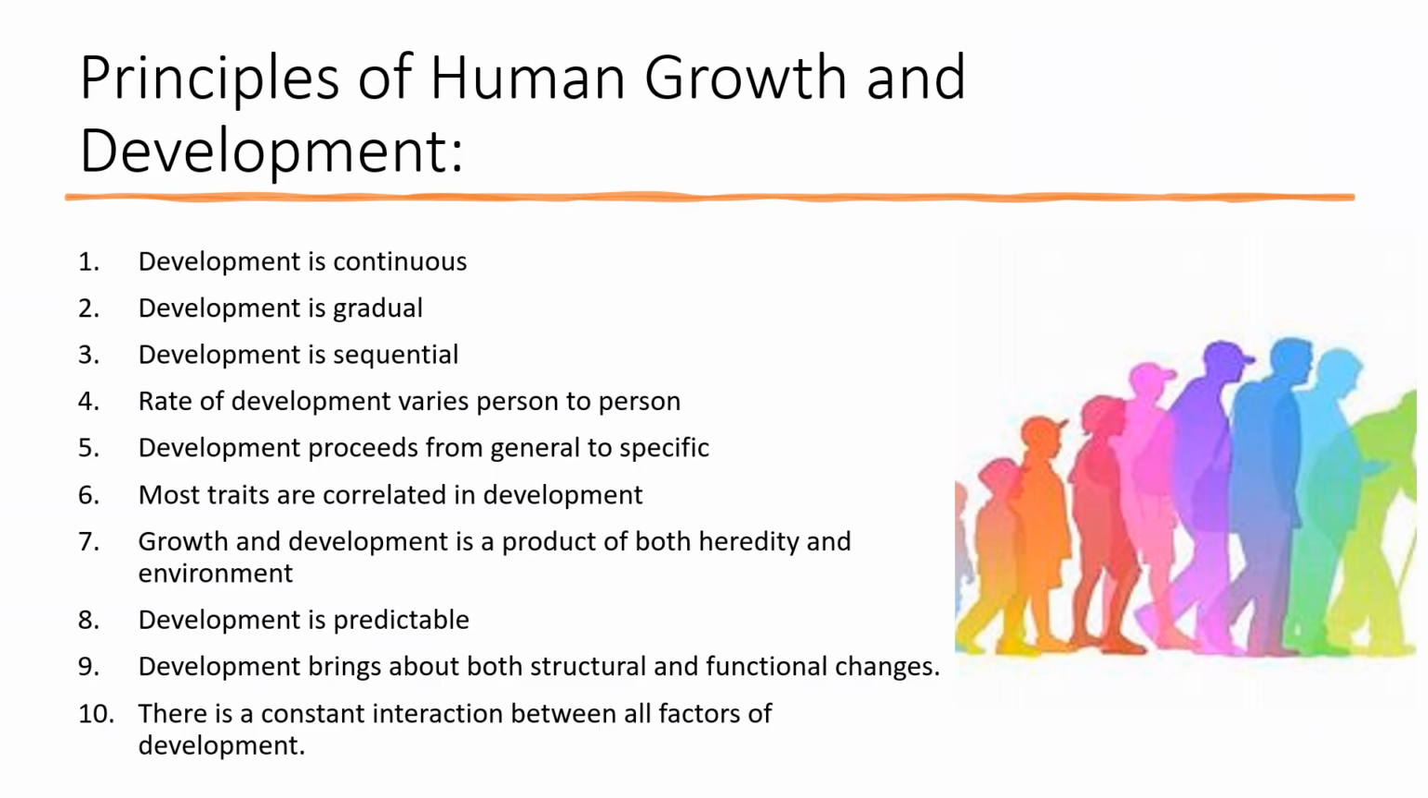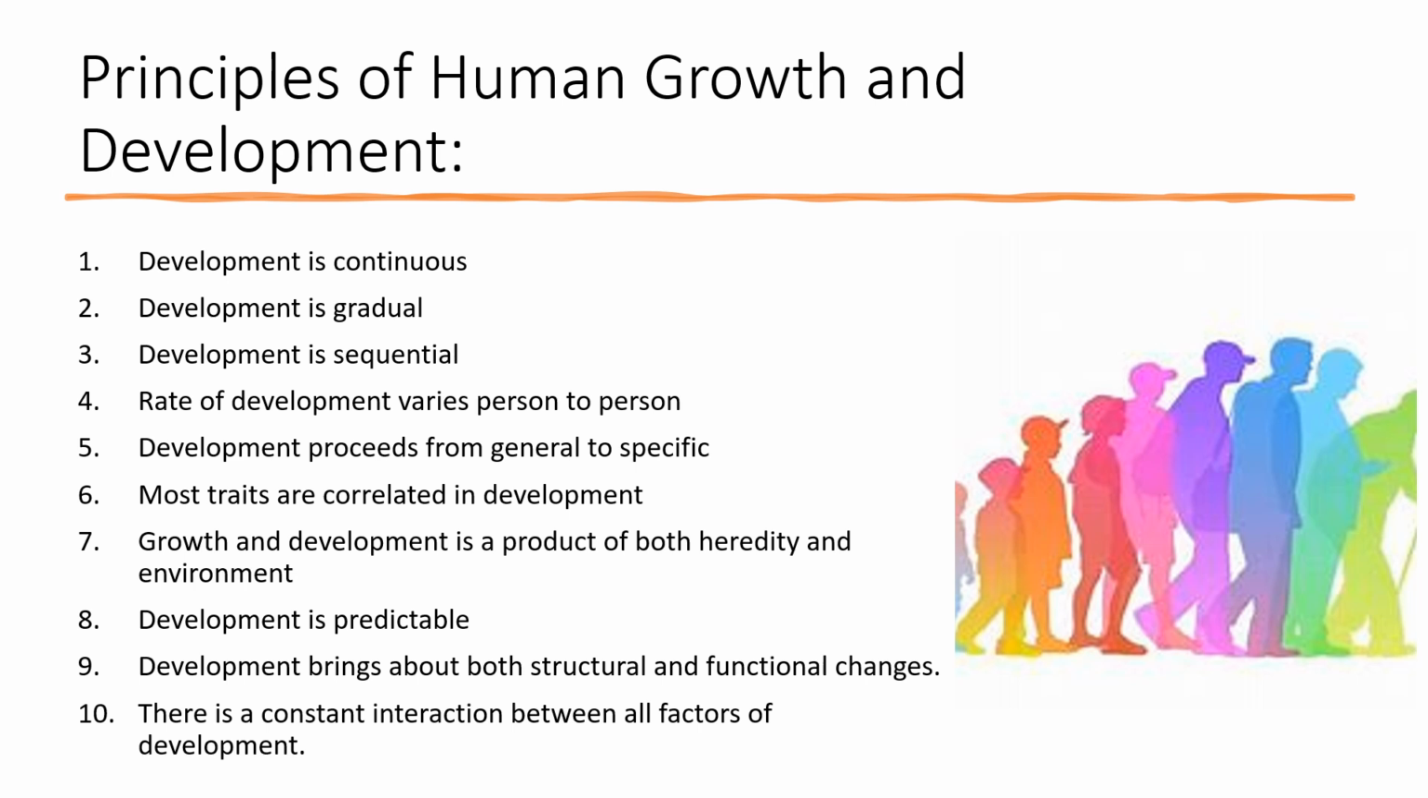However, there are some principles for all of our growth and development. Here we can see 10 listed principles. Development is continuous. We know that throughout our lifetime, it's going continuously. It is gradual, meaning progressive changes, one after another. And it is sequential, like a pattern. And the rate of development varies from person to person. We know that some children will start to walk at earlier days and some will take a bit more time for that.